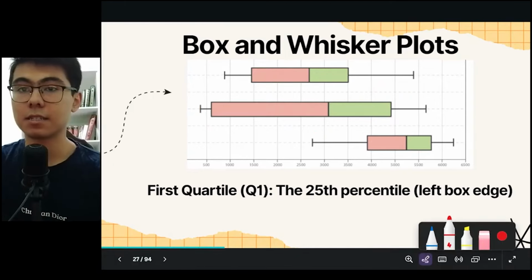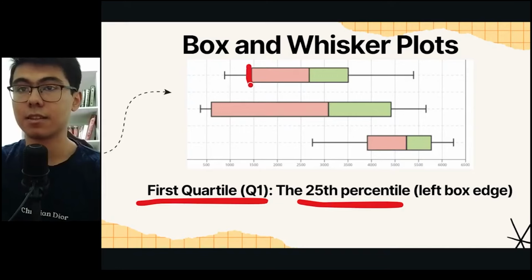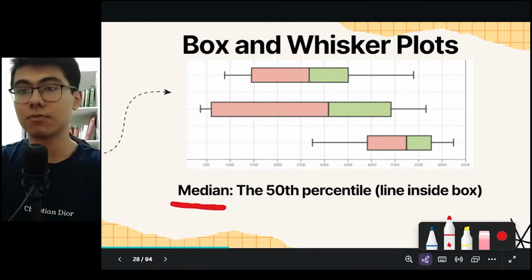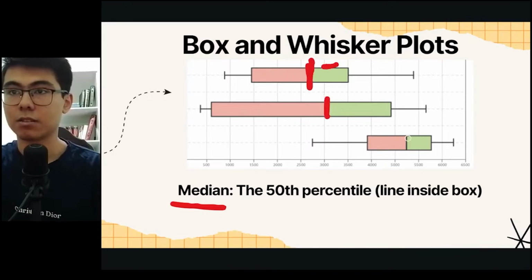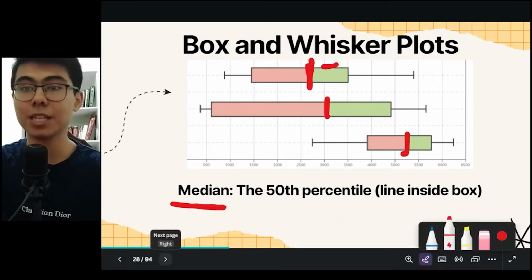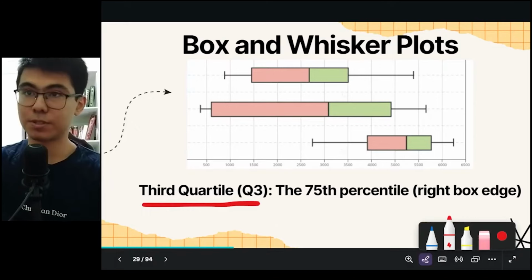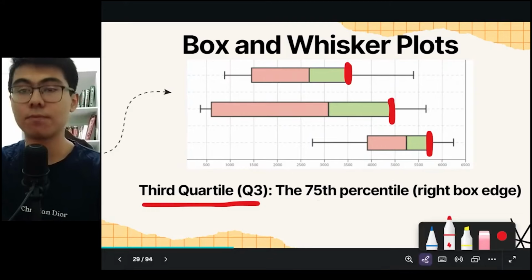And the second thing is the first quartile, and it's the 25th percentile. And they are these things right here that I'm drawing right now. So these are considered the first quartile. Then we have the median, and it's the 50th percentile. And it's the line that you can see inside the box right here. These are considered as the median. Next up, we have the third quartile, and it's the 75th percentile, and it's this thing. So these things that I'm drawing right now are considered the third quartile.